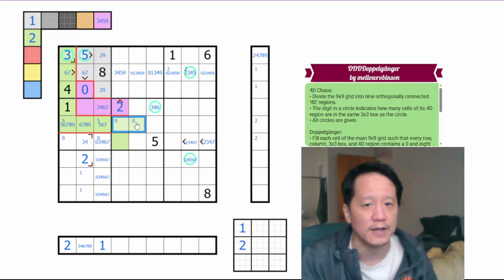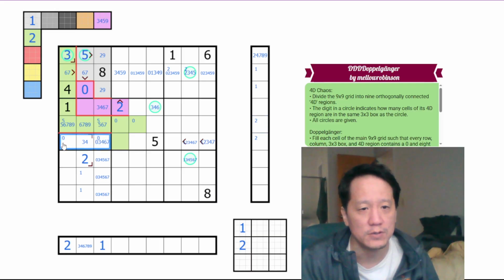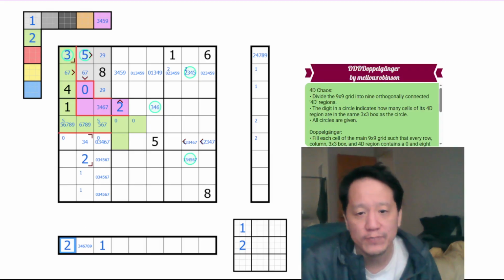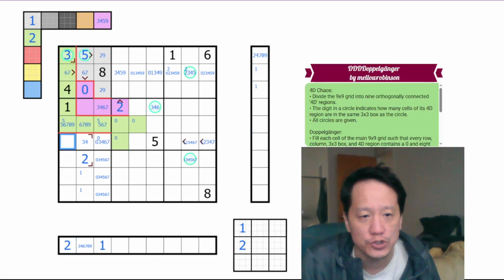The green, then, this 0 would either be... So if 2 were here, this 0 would be missing a 2 in the region and a 2 in the row. Sorry, if 2 were here, this 0 would be missing a 2 in the box and the 2 in the row. Hence, this assumption is incorrect. So we cannot be missing a 2 in column 1.